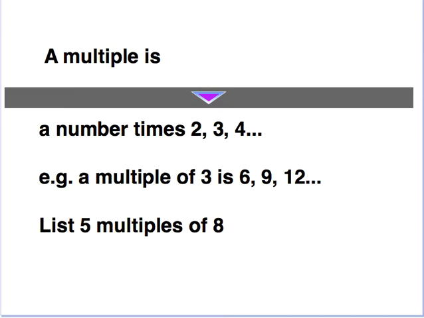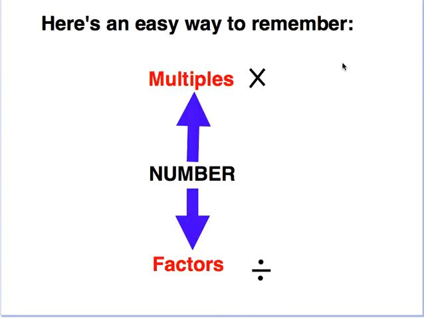So it's kind of confusing sometimes when we take a look at multiples and factors. It's really important that we memorize what they actually are. And one way to remember that is to remember that multiples are always going to be bigger than the actual number that you're looking at. And factors of that number are always going to be smaller. So factors are always going to be divided, and multiples are always going to be multiplied.